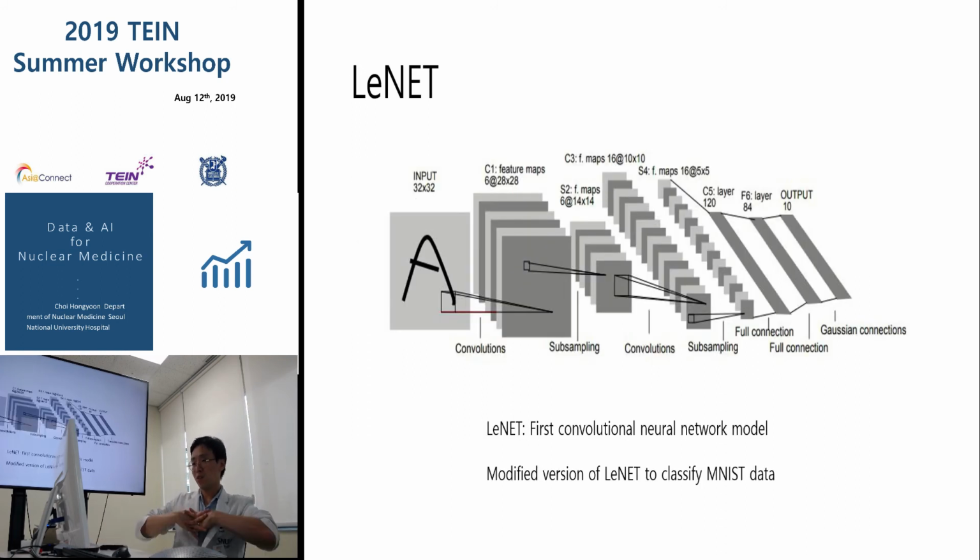So the first model is based on LeNet, which is one of the first convolutional neural network models, from more than 10 or 15 years ago. But in our coding, we will develop a modified version of LeNet to classify the MNIST data. There are several convolutional layers, and between these two convolutional layers, we will insert a subsampling layer, which is max pooling.